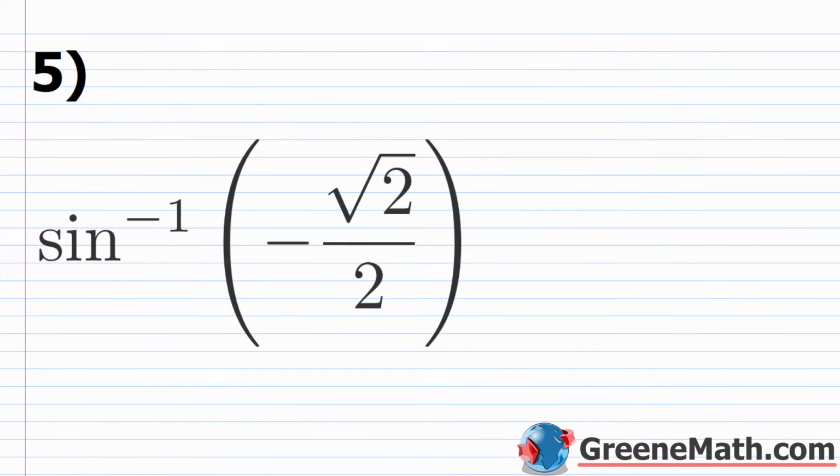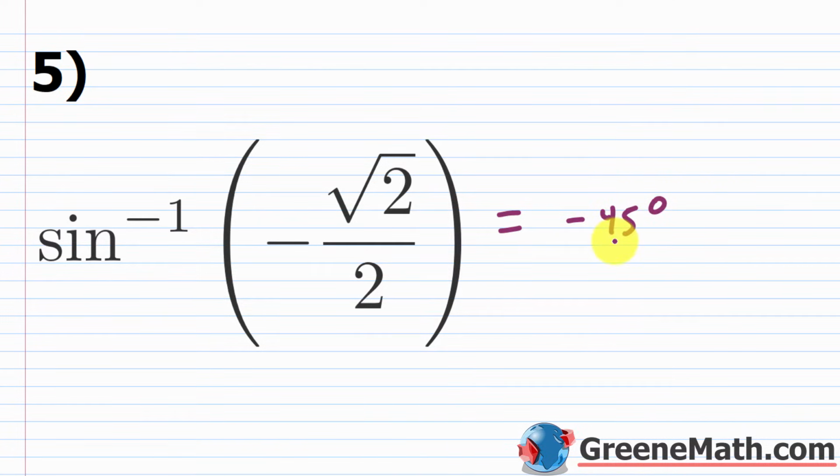And for problem number 5, we have the inverse sine of negative the square root of 2 over 2. Now this is very straightforward to just punch into the calculator, but the answer might be very confusing for you. So if you punch this into your calculator using your inverse sine key, or some calculators will write it as arcsin like this. Again, it just depends on your calculator. Well, essentially what's going to happen is you're going to get negative 45 degrees.